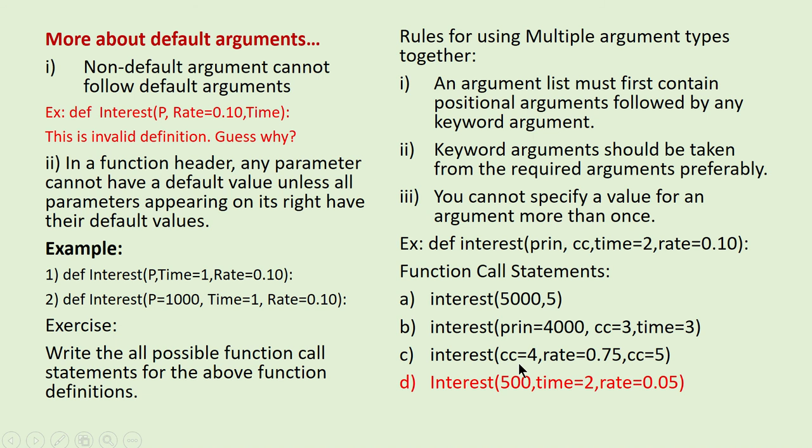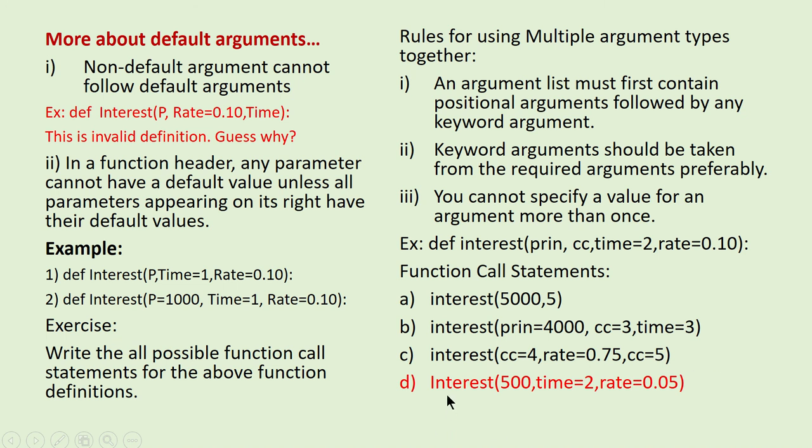Look at the third example: CC=4, rate=0.75 and CC=5. This is invalid, because I am trying to give CC two values, and for CC only one value you can give. Here you are trying to give 2 values, which is not possible. This is an invalid statement.